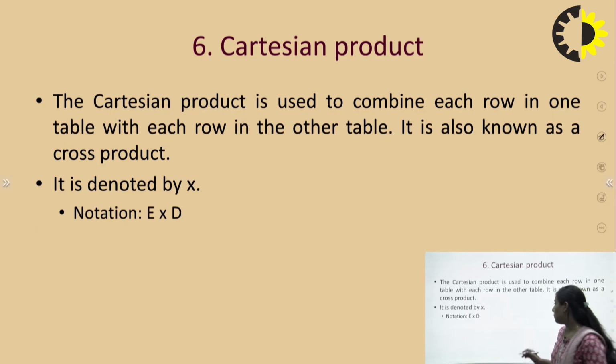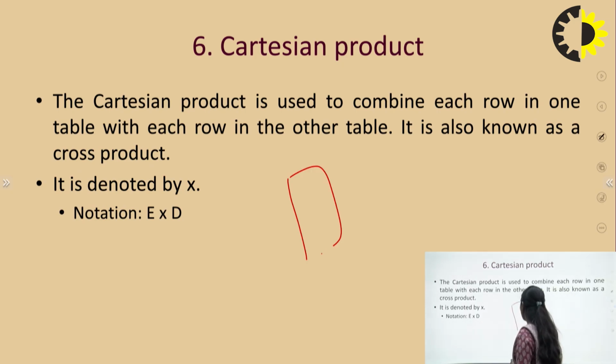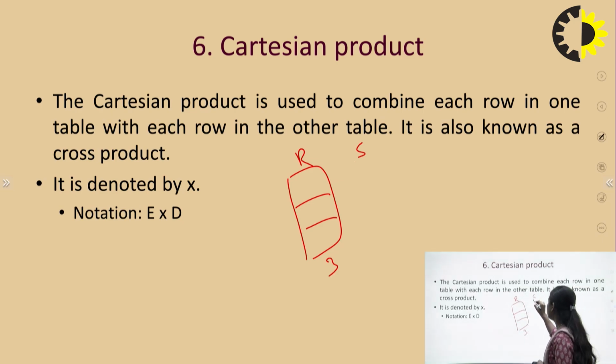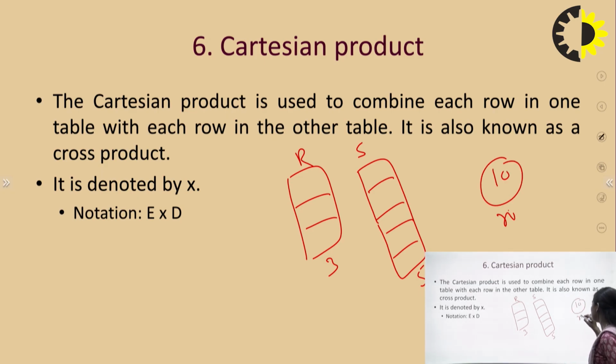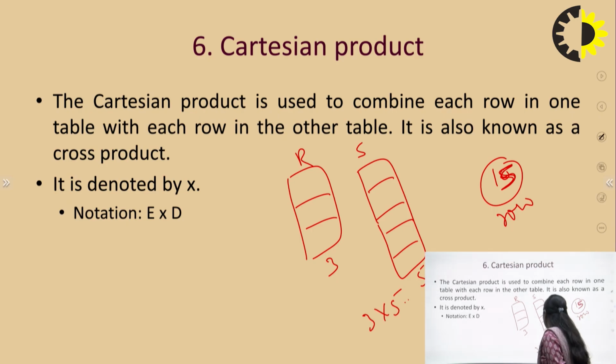For example, in one table we have 3 rows and in the other table we have 5 rows. Then as an output we will get the 10 rows. It is a multiplication of both the values. Sorry, we will get 15 rows, 3 into 5. So as an output, we will get 15 rows.